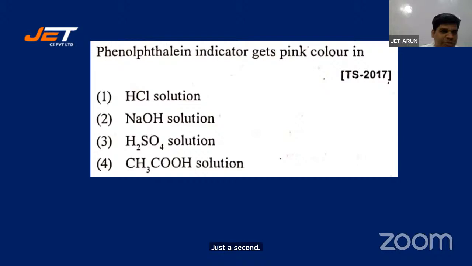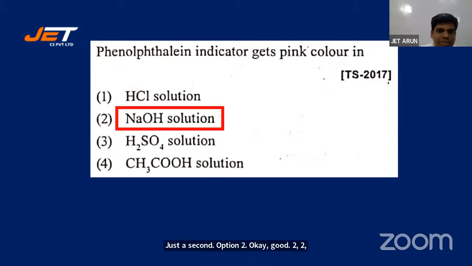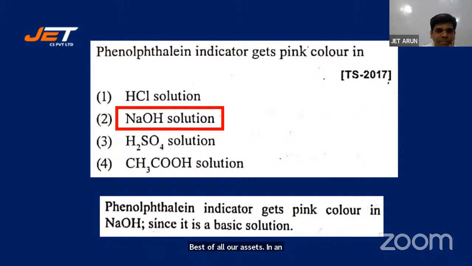Okay, good. 2, 2, 2, 2. Yes, 2 is right. Basic solution. Rest of all are acids. In an alkaline solution, phenolphthalein indicator turns pink. It gets pink color in NaOH since it is a basic solution. The other three: HCl solution is acidic, H2SO4 is acidic, CH3COOH is also acidic. Ethanoic acid, sulfuric acid, hydrochloric acid.